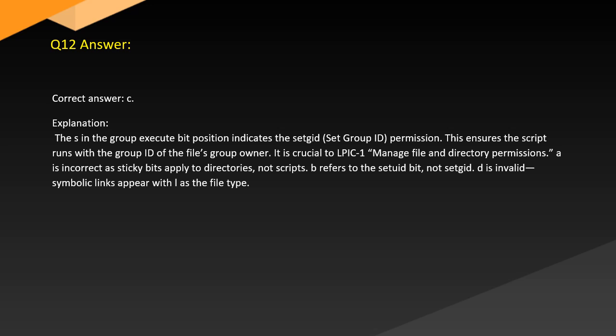Answer. Correct answer: C. Explanation. The S in the group execute bit position indicates the setGID, set group ID, permission. This ensures the script runs with the group ID of the file's group owner. It is crucial to LPIC 1: manage file and directory permissions. A is incorrect as sticky bits apply to directories, not scripts. B refers to the setuid bit, not setGID. D is invalid. Symbolic links appear with L as the file type.